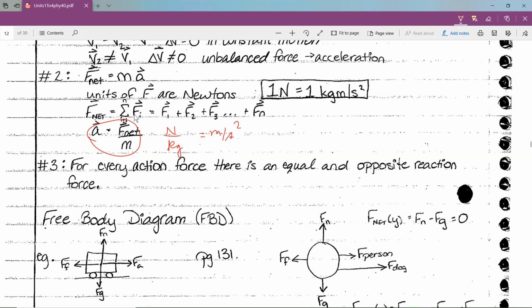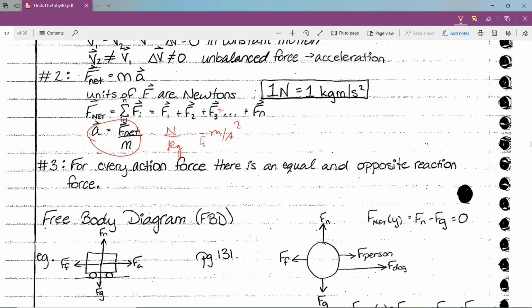For the net force, you can have more than one force acting on something. Here's some fancy math for you. The sum from i equals 1 to n of F sub i. So it's F1 plus F2 plus F3 plus dot dot dot plus Fn. So that is the net force. You just add up all the forces. Force is a vector, so direction is important. You have to take that into account when you get the net force.